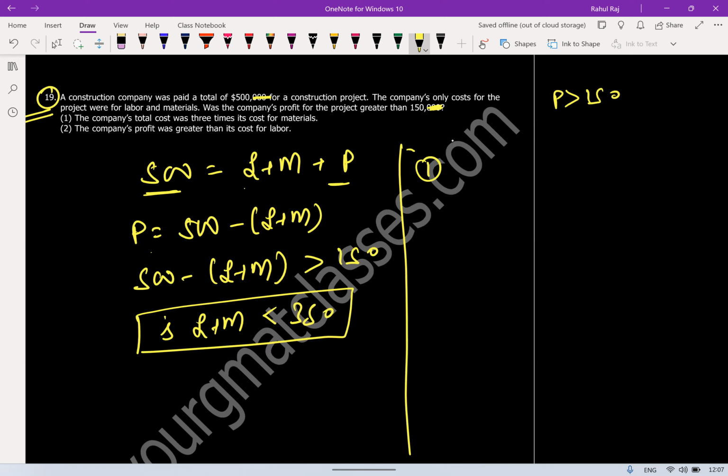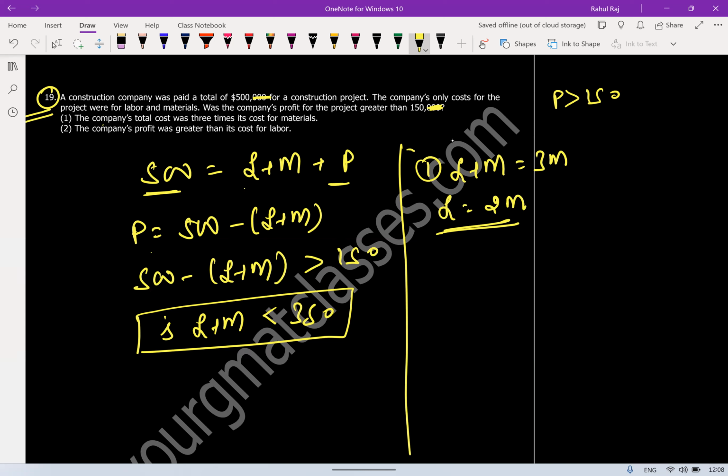Option number 1 says what? The company total cost was 3 times the cost of material. The total cost was what? Labor plus material, because it is given that the company's only cost for the project was labor and material. So total cost is labor plus material, which is 3 times the cost of material. So it means labor is equal to twice the material cost. Just by knowing that L is equal to 2m, can you say L plus m is less than 350?